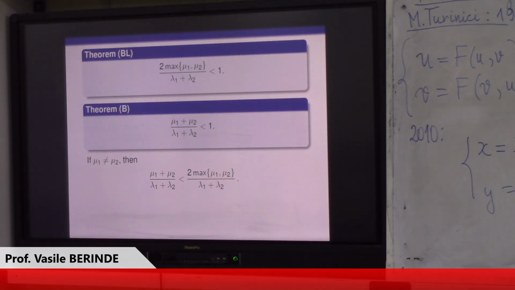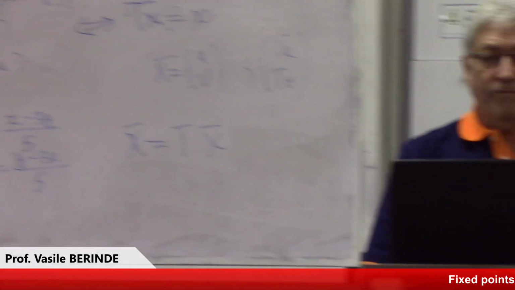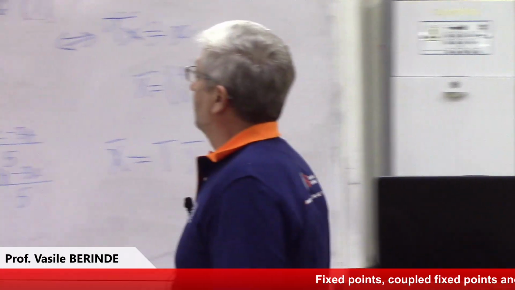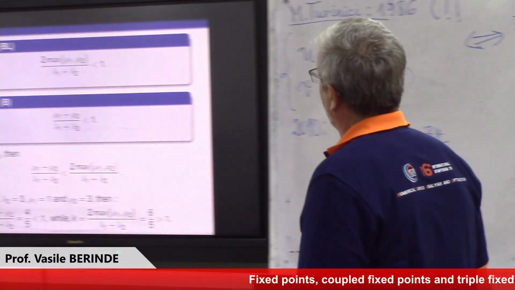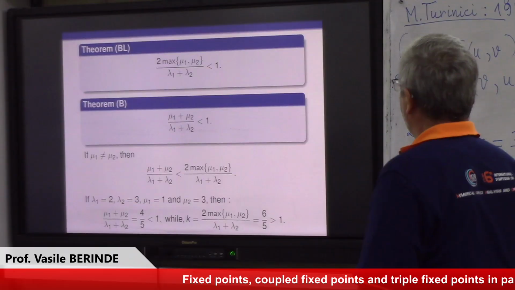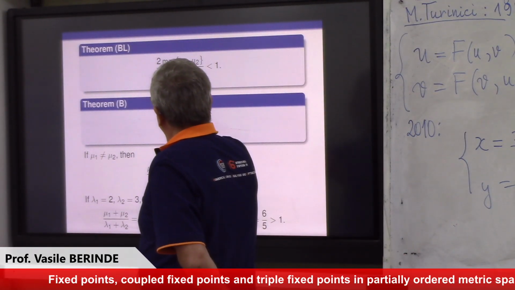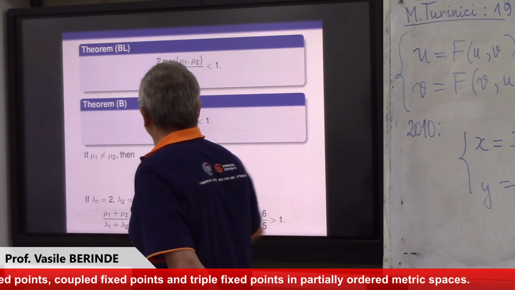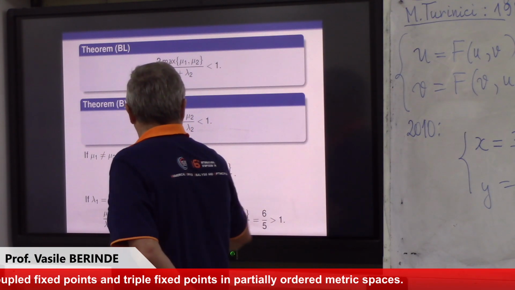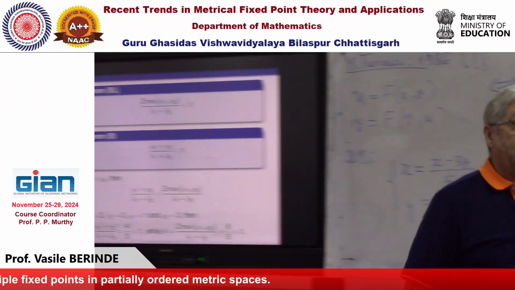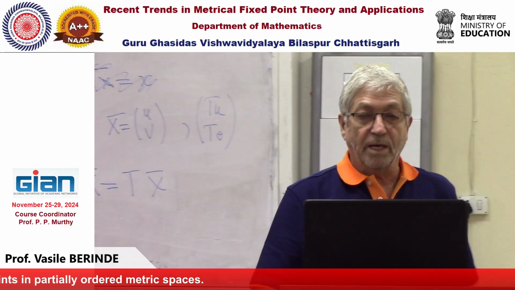So it also improved the applications of this theorem to two-point boundary value problems. I have here an example to show. So this is invariant because this is 4 over 5, less than 1, and this is 6 over 5, greater than 1, and this is the reason it does not apply.